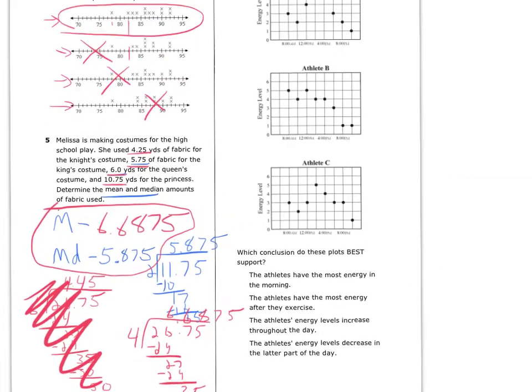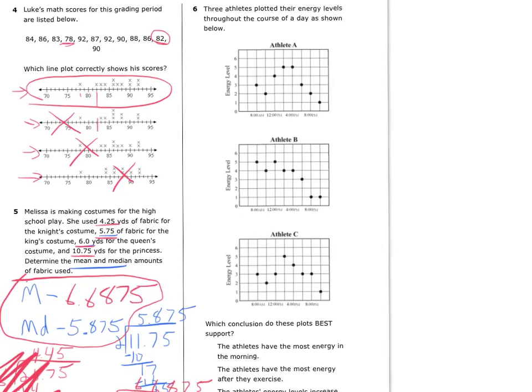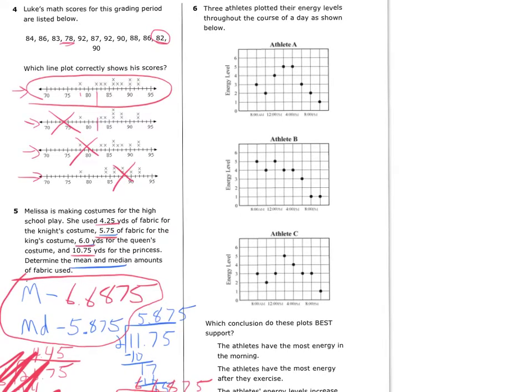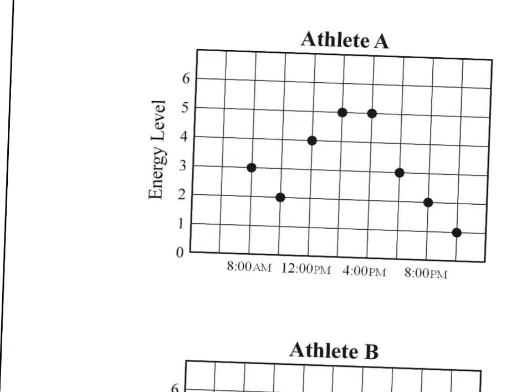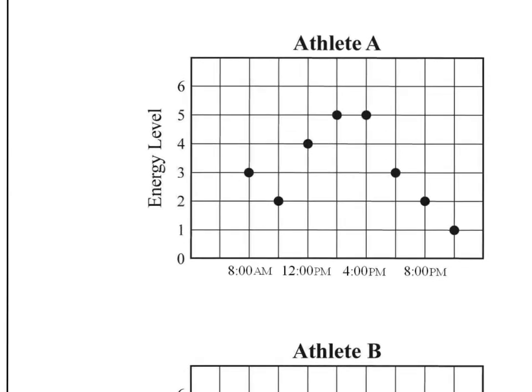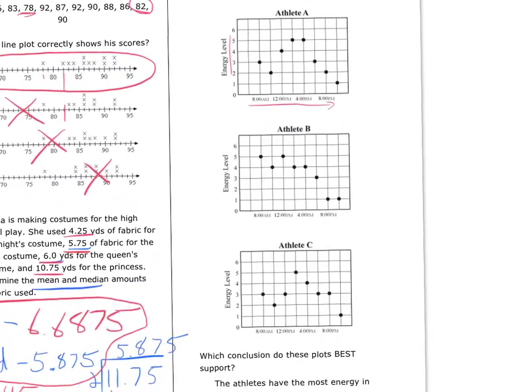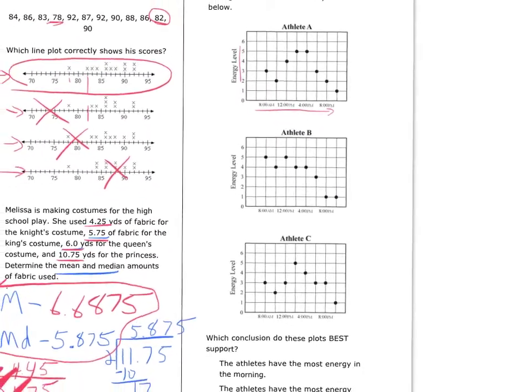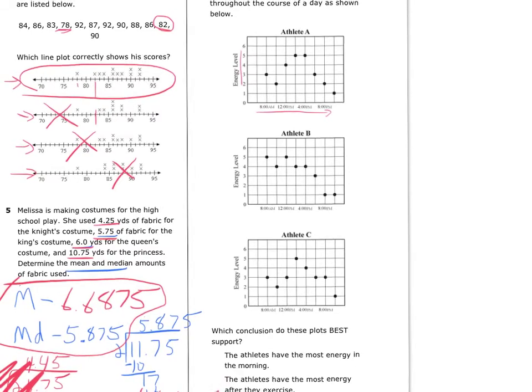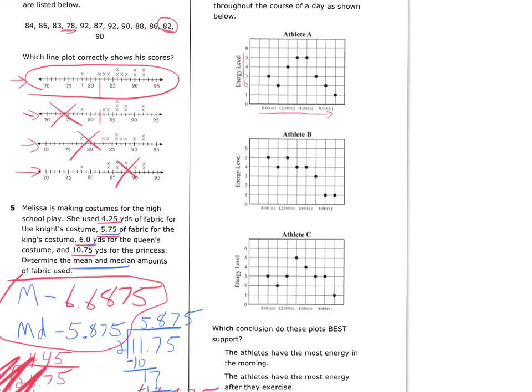Okay. Number 6. We have all of these scatter plots that represent an athlete's energy level throughout the course of a day. We can see here that the vertical represents his energy level, and then down here is just the passing of time throughout the day. All right. They want to know which one of these conclusions down here at the bottom is supported by the scatter plot. The first one says the athletes have the most energy in the morning. Is that true?